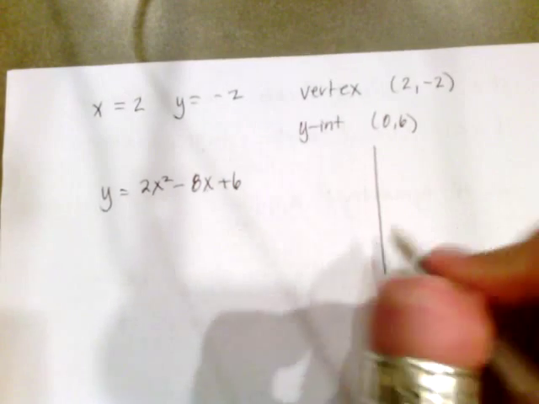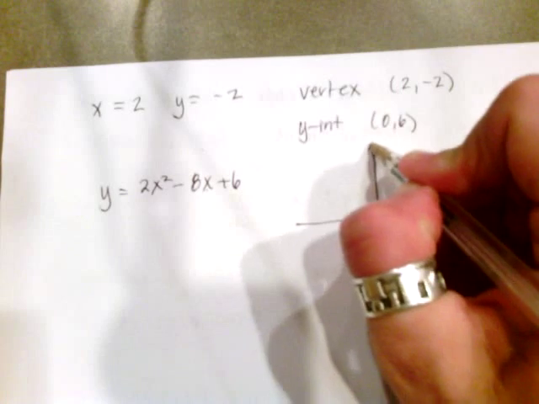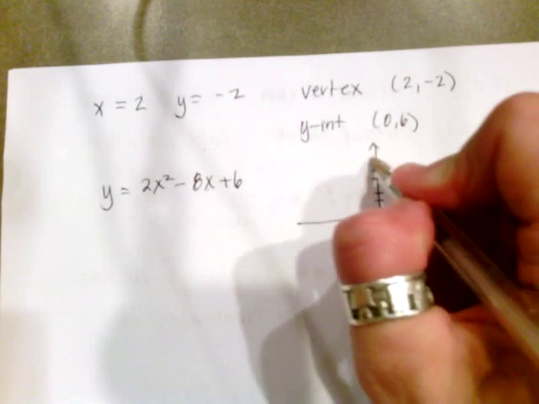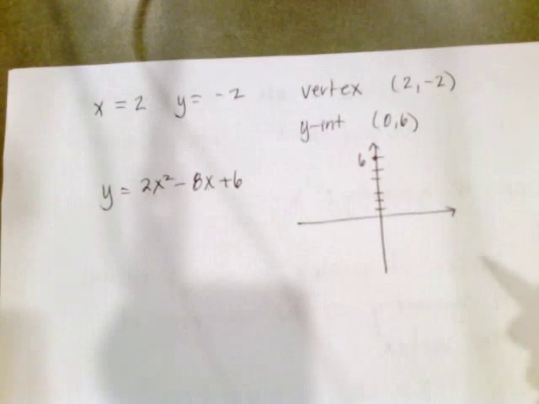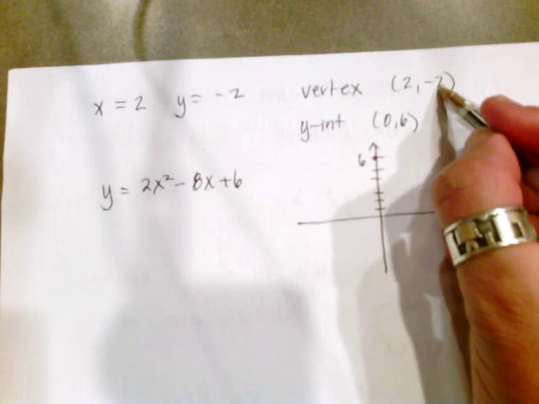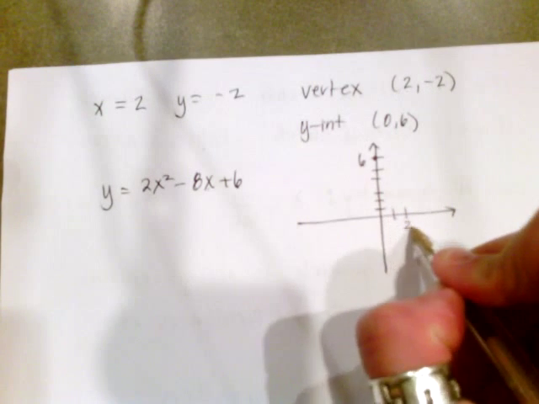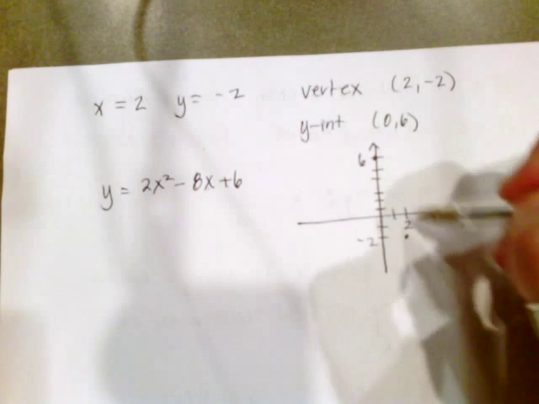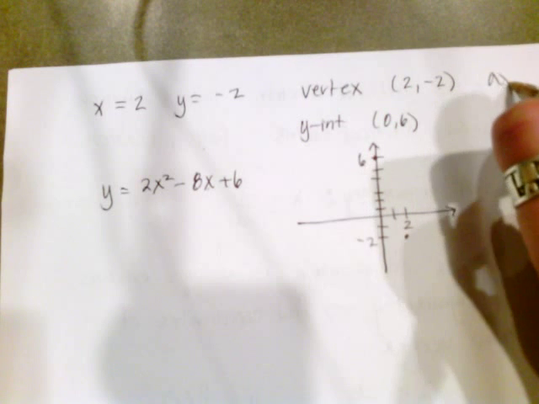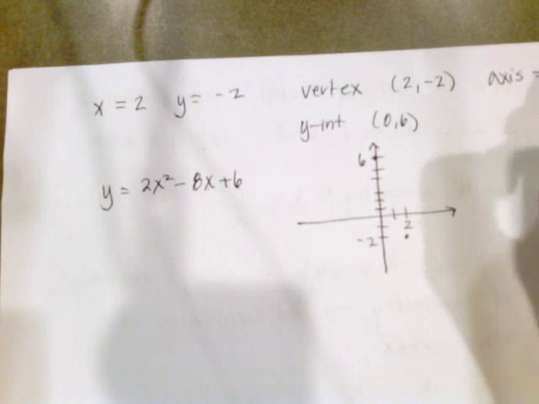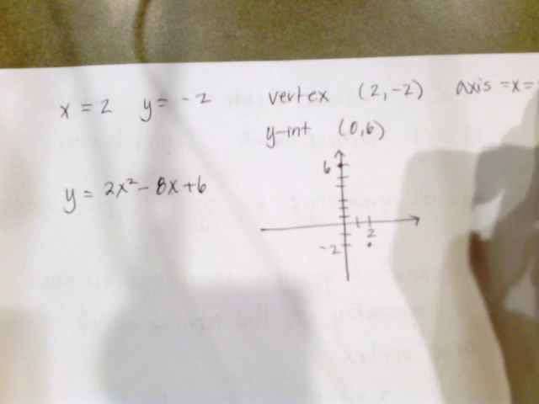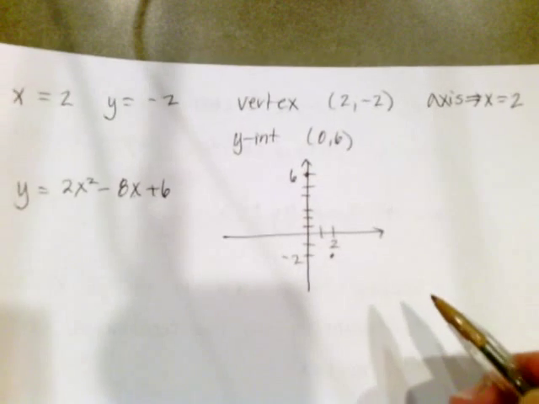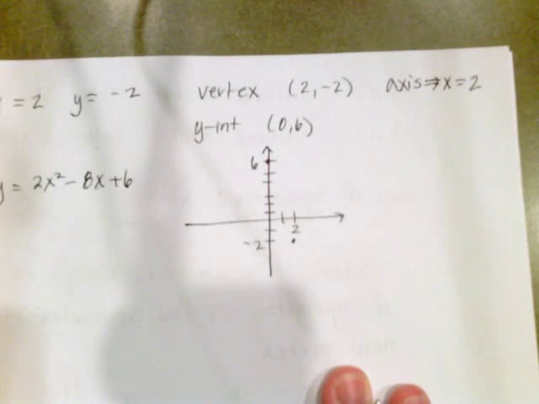So now let's put what we know on our graph. Okay? So I know that at 0, 6, so 1, 2, 3, 4, 5, 6, this is 6. There's my y-intercept. I know my vertex is at 2, -2. So there's 2, here's the -2, there's my vertex. I actually know that my axis is going to be x is equal to 2, because it goes through the vertex.